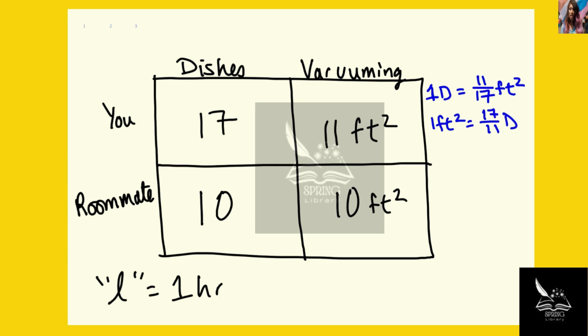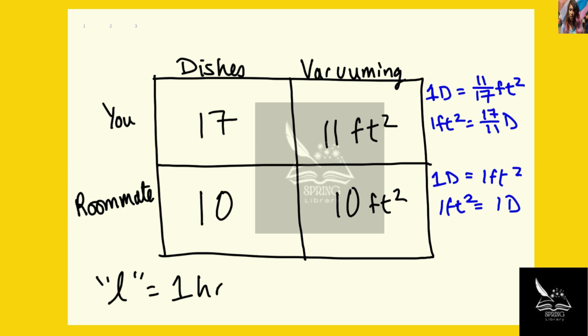And now for the roommate, we have to do the same thing, right? So we have to figure out how much one dish is equal to, and one dish is equal to 1 square foot. We're going to use that same formula where we set them both equal to 1 hour, and then we can set dishes and vacuuming equal to each other, and then divide by the coefficient of whatever we're looking at. And now 1 square foot is equal to one dish. So we have this. Now we just have to compare the opportunity cost.